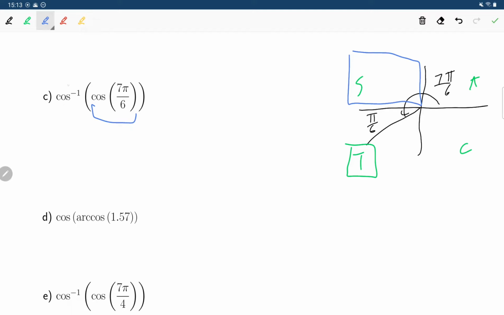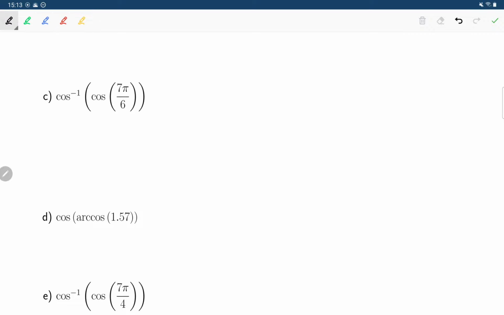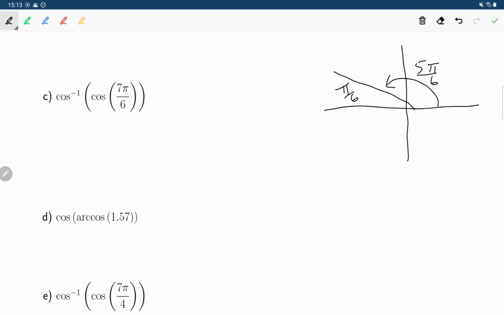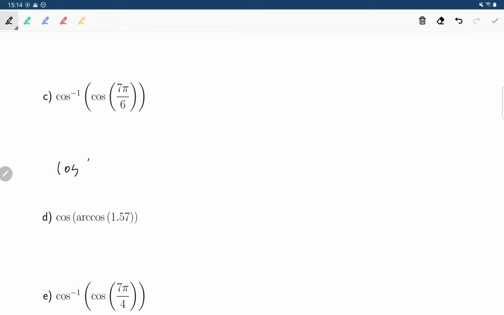And we know cosine inverse is going to give me an angle that's in quadrant 2 that has the same value as cosine of 7 pi over 6. If you're in quadrant 2, you would have to have the same reference angle, which is pi over 6. And that would only happen if that angle were 5 pi over 6. So you can confirm that cosine of 7 pi over 6 and cosine of 5 pi over 6 are both equal to each other.